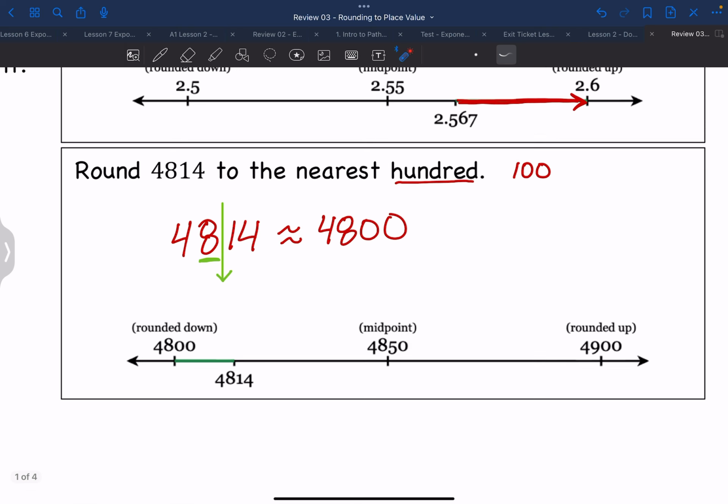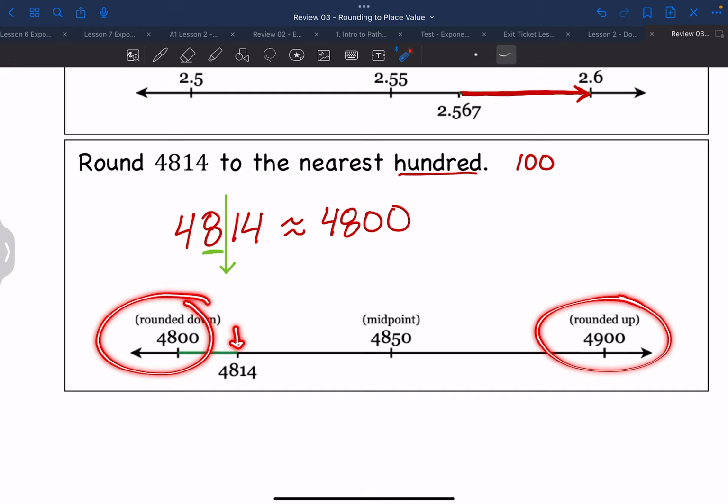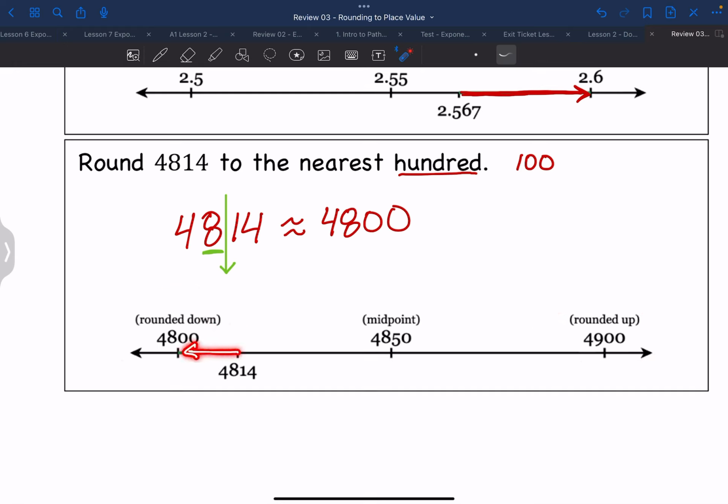So 4,814 is closer to 4,800. And you can see by the number line. Here's my number. The closest 100 is 4,800. And the next one would be 4,900. But I'm closer to 4,800. I'm not even to the midpoint. So anything to the left of the midpoint drops down. Anything at or to the right of the midpoint goes up. Another way to remember that.